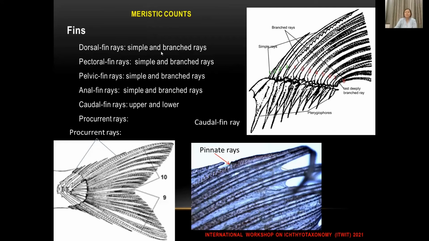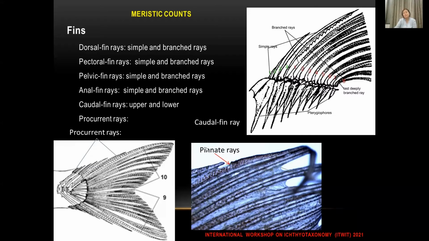Then for the meristic counts, these are the things we need to keep in mind. For catfish, we have the dorsal spine. It may be serrated or it may not. So this is the dorsal spine. Before that, we have the simple rays. So this is how we count. Then this is the caudal fin. Caudal fin also we have to count. This is the principal ray, which is the longest fin ray. And before that, we have the procurrent rays.